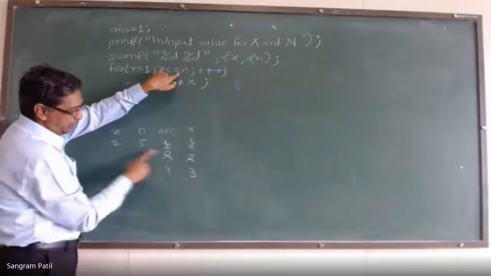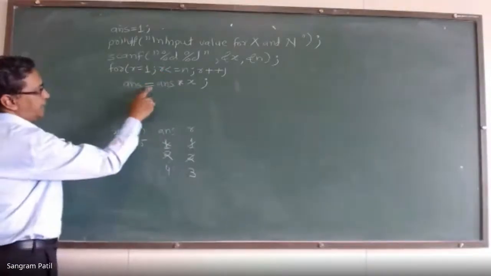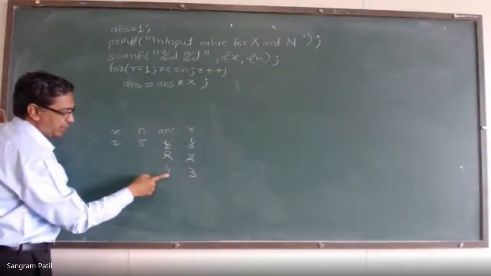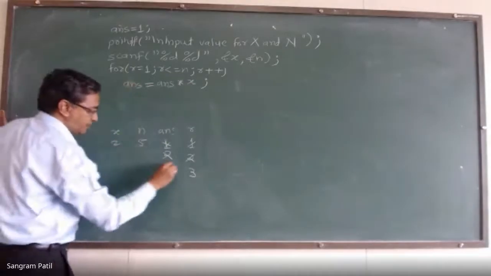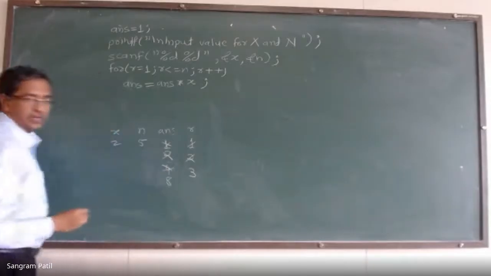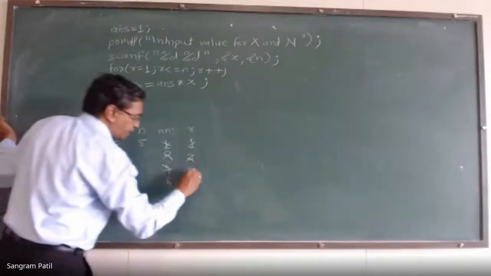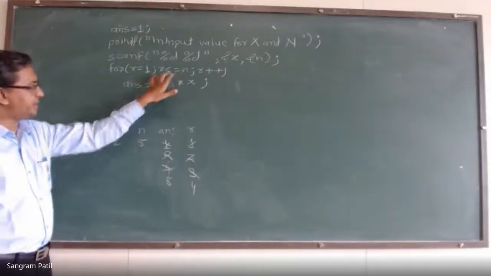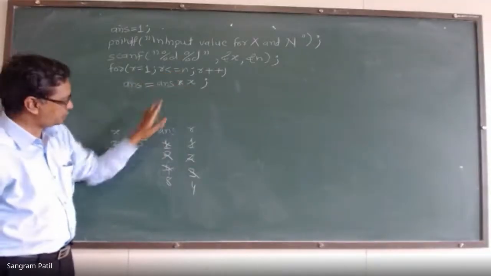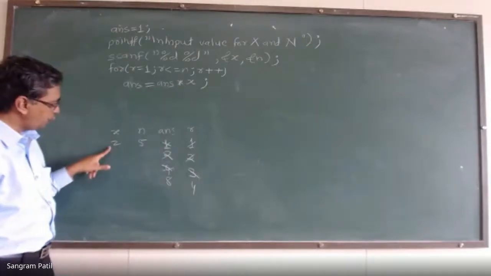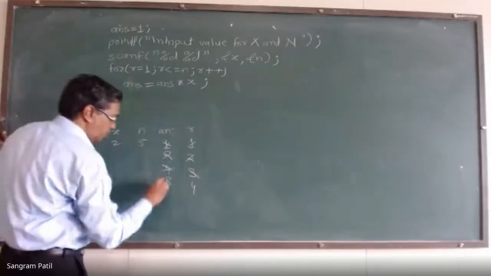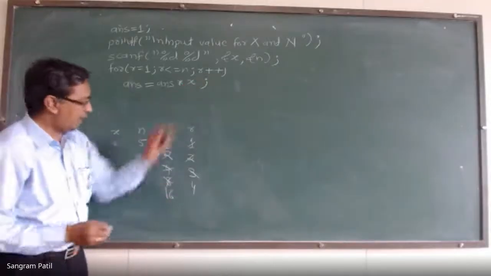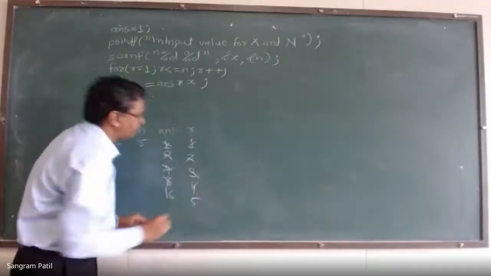Less than equal to n? Yes. Answer equal to answer into x. So answer into x is 2 into 4, which is 8. That will be the new value of answer. So answer becomes 8. R plus plus, value of R becomes 4. Less than equal to n? Yes. Answer equal to answer into x. What is the value of answer? 8. 8 into 2 is 16. That will be the new value of answer. So answer becomes 16. R plus plus, R becomes 5.